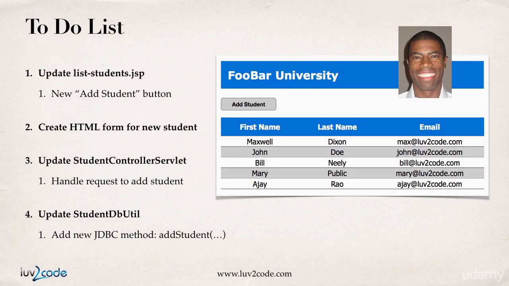All right, so the first task on our to-do list is to update the liststudents.jsp, and we're actually going to add that new button onto the page. We're going to have the Add Student button on our page. So let's dive in and get started.